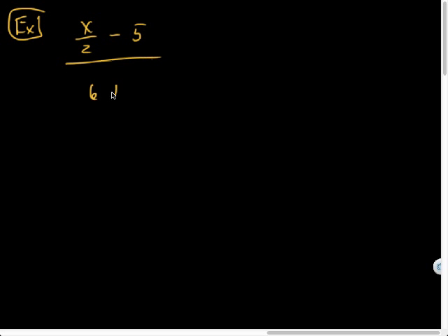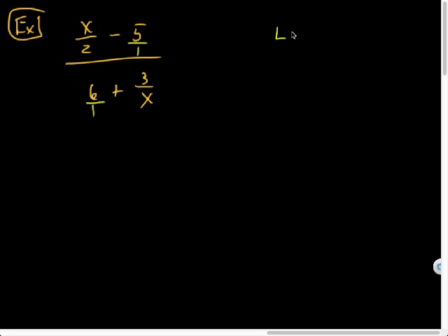Let's see. Looks like I'm almost out of space at the bottom. I'll just do this one up top on the next side here. So here we go. Example A. Let's say I've got x over 2 minus 5 all over 6 plus 3 over x. Looking at this, you might not be able to spot the denominators right away. What is the denominator of 5? 1, right? And the denominator of 6 is 1.